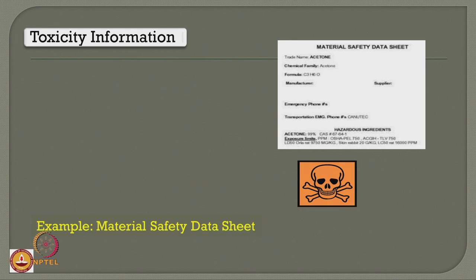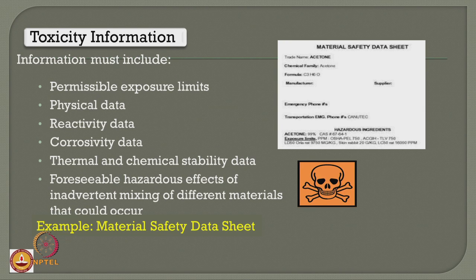One should also have, very interestingly, the toxicity information about the chemicals involved in the process. That is very important. This information must contain permissible exposure limits of the toxic chemical, physical data, reactivity data, corrosivity data, thermal and chemical stability data, and foreseeable hazardous effects of the inadvertent mixing of different materials that could occur during the process. One interesting tool which gives most of the information available in production or manufacturing units is the material safety data sheet.